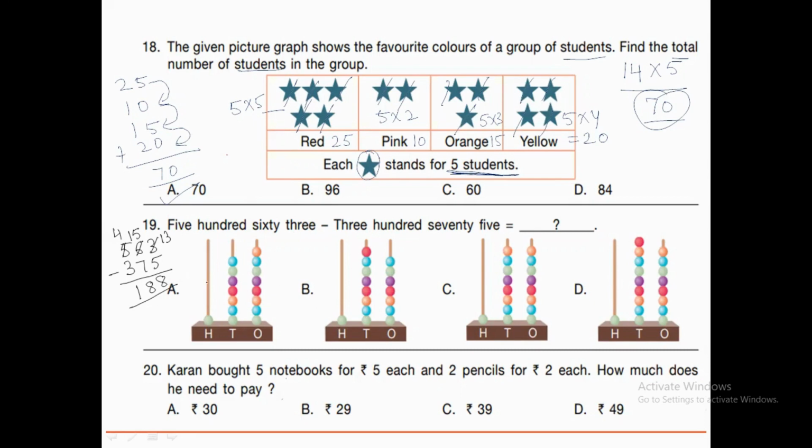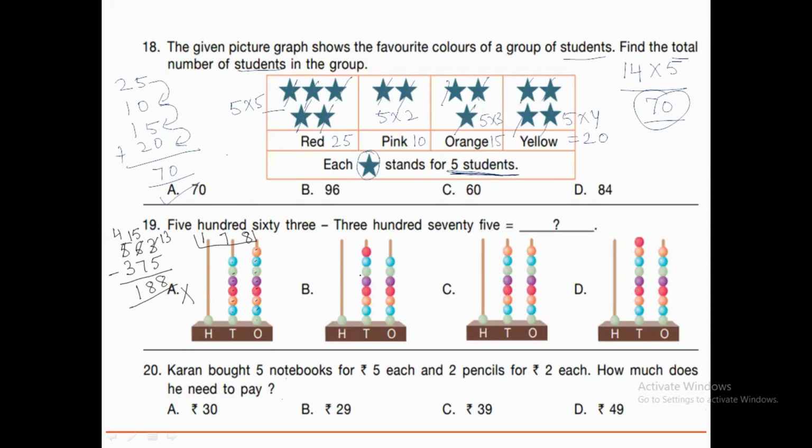Okay, let's check. The first abacus is showing 1 at the hundreds place. Then at the tens place it is 1, 2, 3, 4, 5, 6, 7, which is 7. At the ones place it is 1, 2, 3, 4, 5, 6, 7, 8. So it shows 178. But the number that we want is 188. So option A cannot be our correct answer.